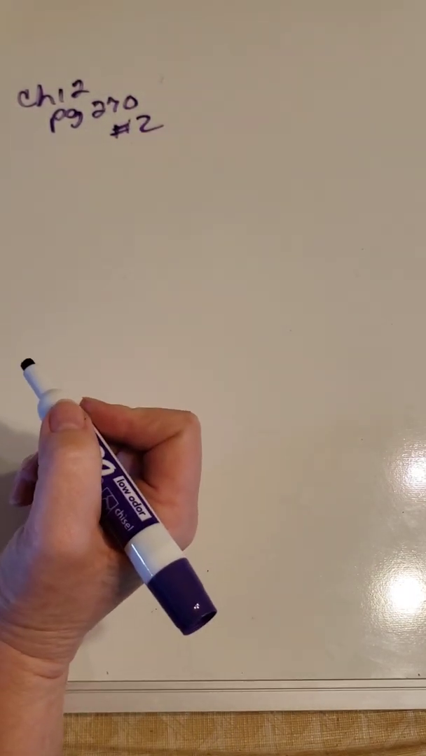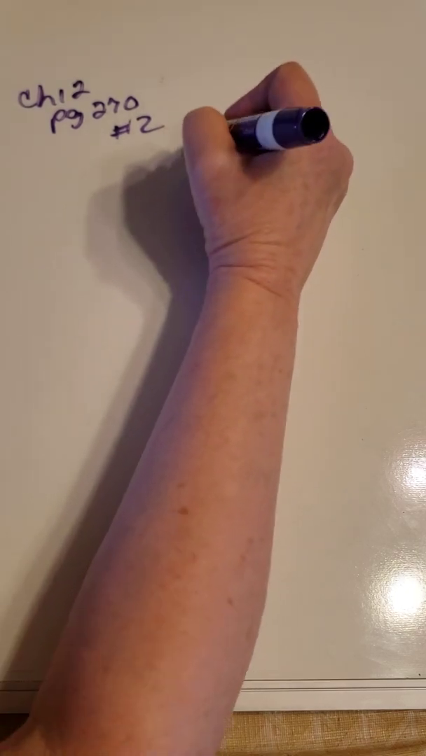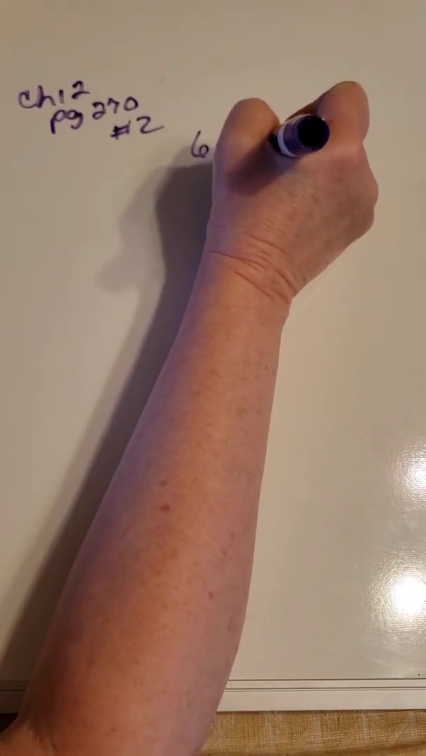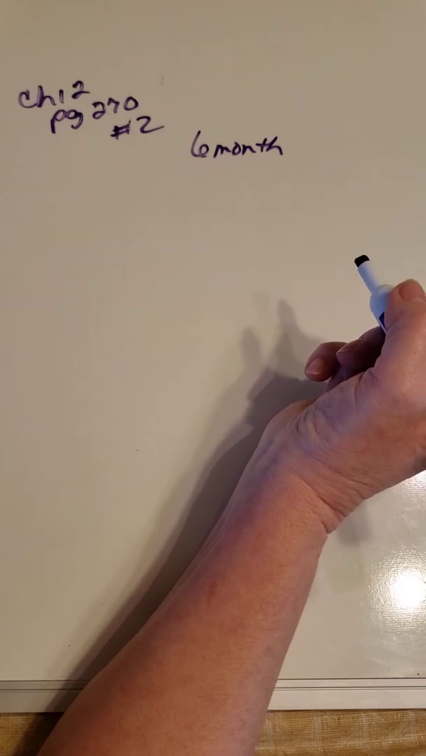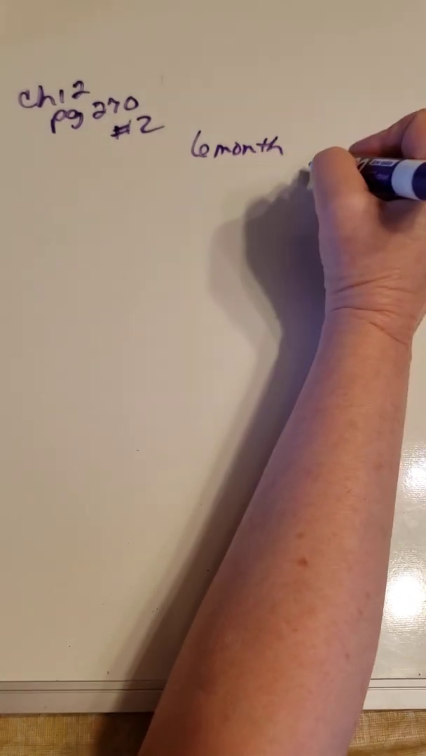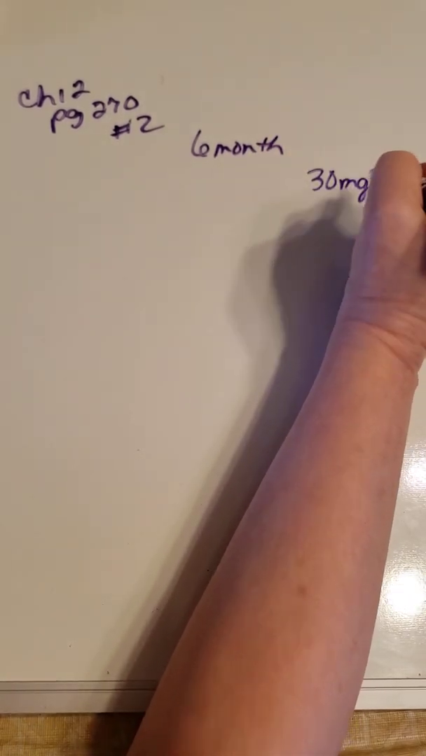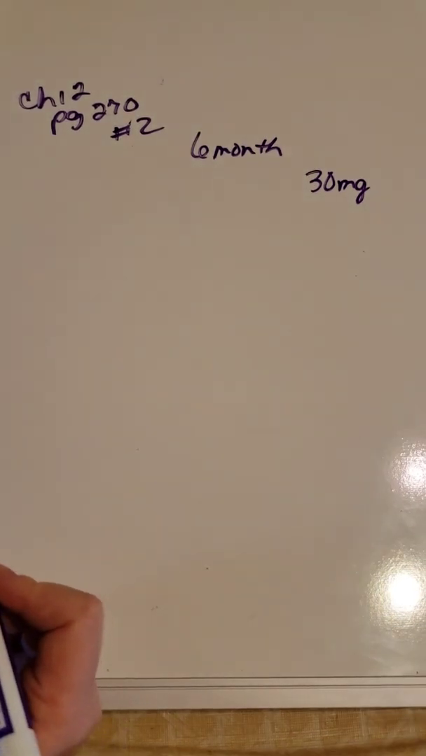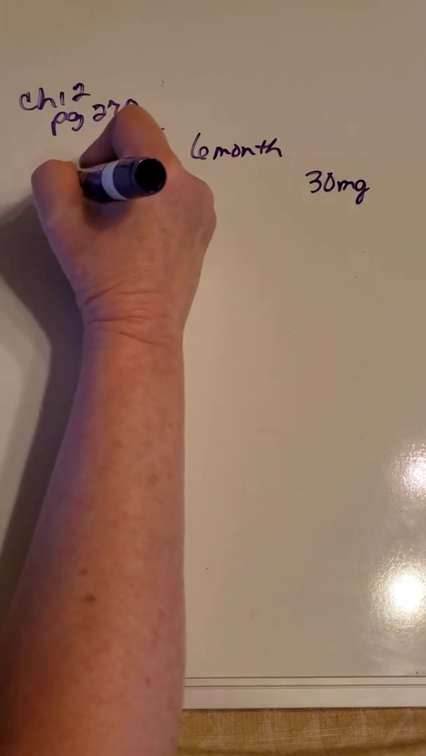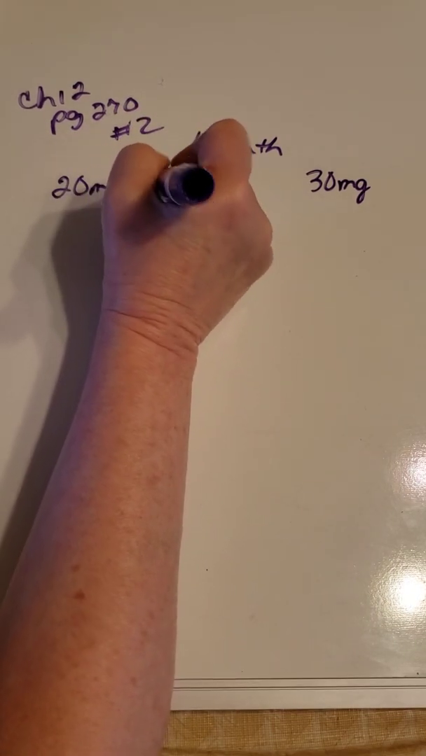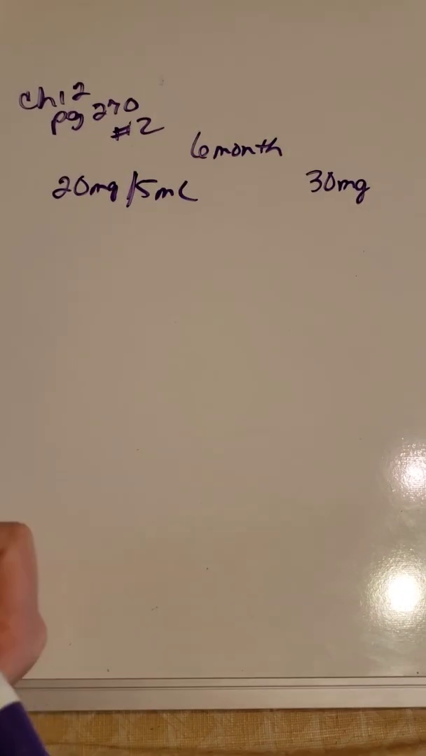Page 270, number 2. A physician wants a 6-month-old to have phenobarbital. They must be having seizures. The usual adult dose is phenobarbital 30 milligrams. The adult dose is 30 milligrams. And the medication is available in an elixir of 20 milligrams per 5 mLs. Okay, 20 milligrams in 5 mLs. So what dose of medication should be given to the child?